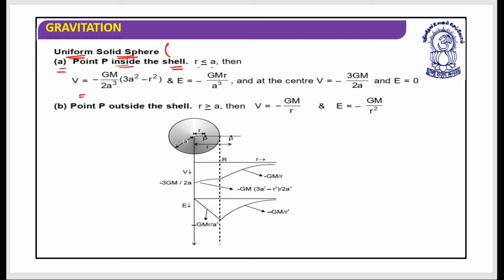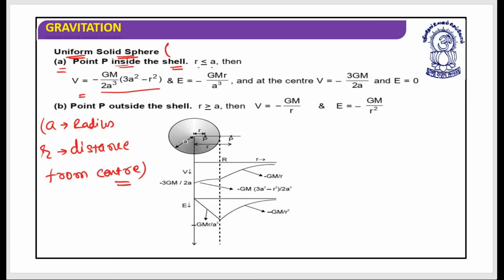Then the potential could be written as minus GM by 2a cube into the bracket 3a square minus r square, where I have taken a as the radius and r as the distance from the center. So this potential is minus GM by 2a cube into the bracket 3a square minus r square, and the gravitational field is minus GMr by a cube.